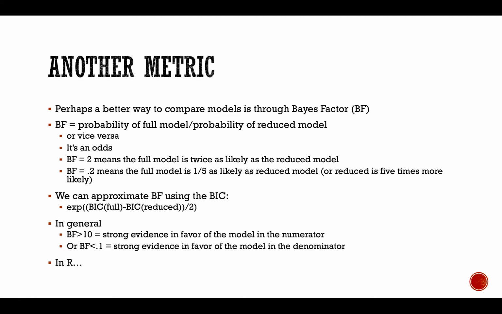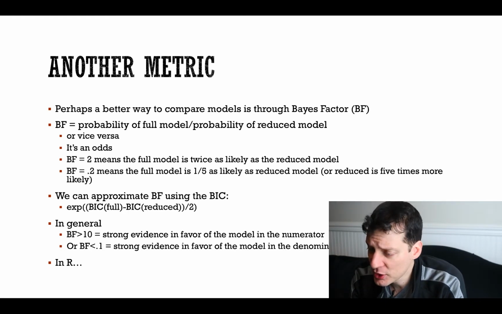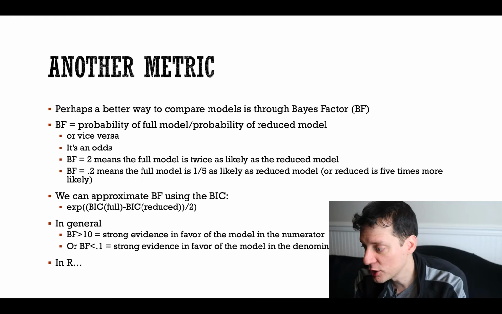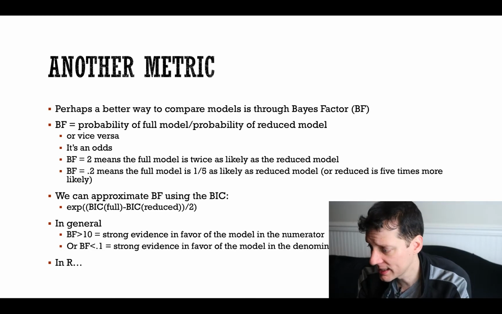Oh, scary! Math is scary! There's a formula! It's okay, people, because I've done this in R, so you don't have to worry about that formula. In general, for a Bayes factor greater than 10, the model in the numerator is 10 times more likely than the model in the denominator. The rule of thumb is that there is strong evidence in favor of the model in the numerator, or likewise a Bayes factor less than 0.1 says strong evidence in favor of the model in the denominator.